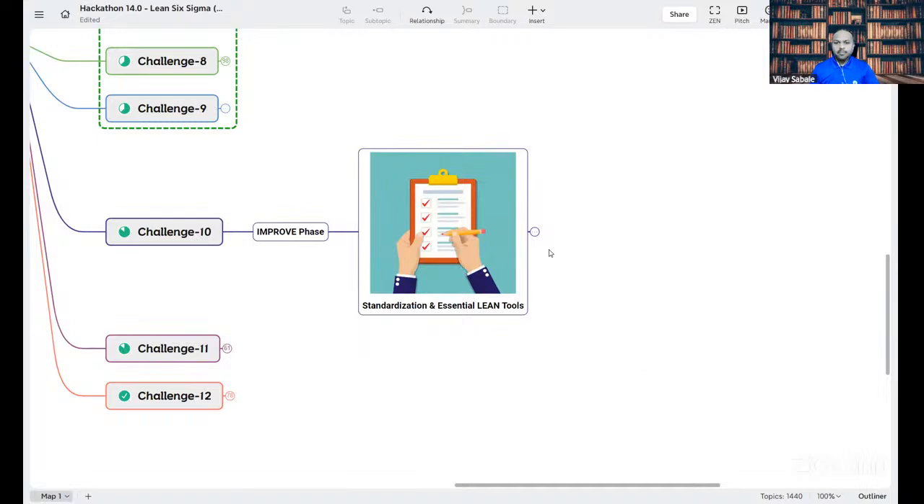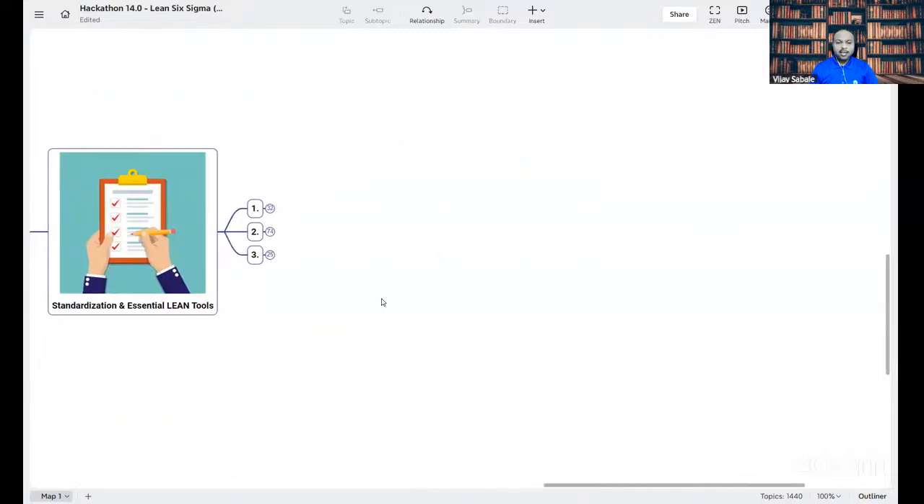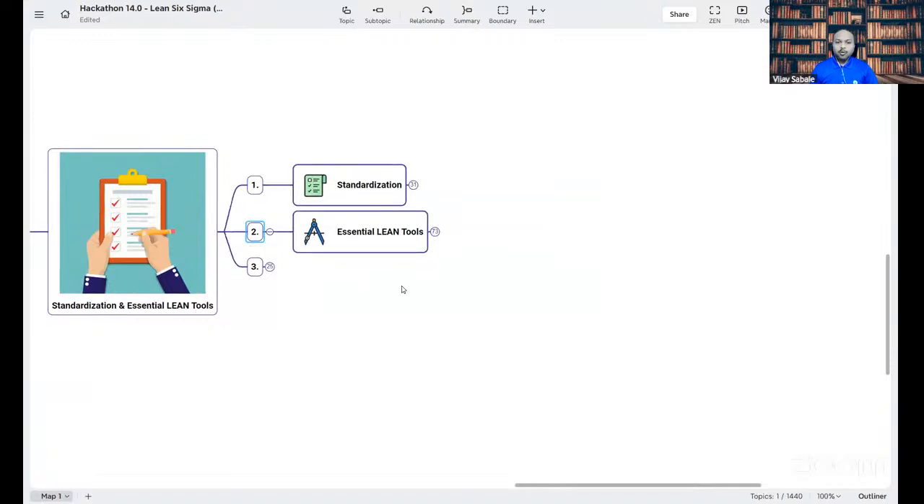Okay, so the learning of this improve phase second part concludes two important parts. The first one is standardization, and in second part we will go in more detail and understand what are the essential lean tools. So in this section we are going to learn 10 important essential lean tools that you must learn and you must apply during your project execution. These lean tools are also going to help you in your day-to-day applications, where you are going to identify the waste and we are going to work on it so that we can eliminate them.